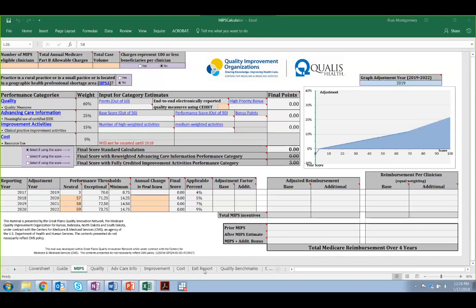On this slide, really the key pieces of information you want to input here are the numbers of MIPS-eligible clinicians in your practice. So for simplicity's sake, I'm going to assume that this is a solo practitioner, so one MIPS-eligible clinician. And again, for simplicity, I'm going to enter here that this solo practitioner has $100,000 annually in Medicare charges. That will be easy for us.